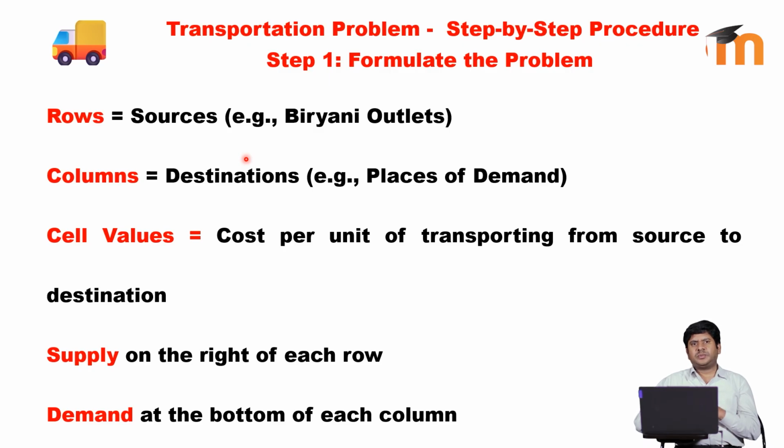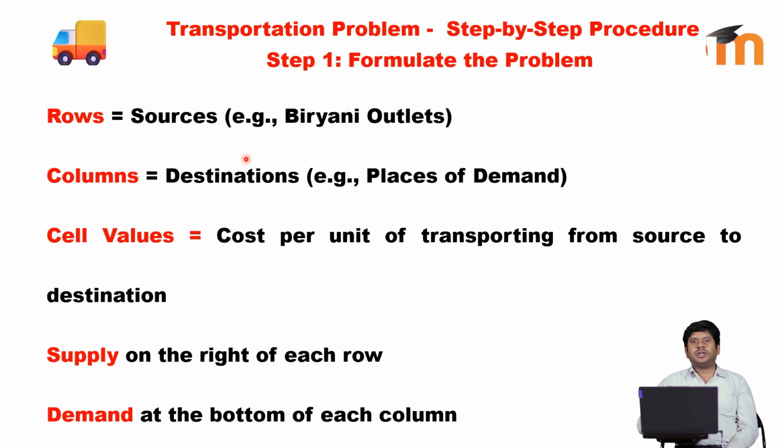As I said, the transportation problem aims to minimize the total transportation cost. Here the sources of supply are biryani outlets. There are some biryani outlets supplying the biryanis, or taking the orders, for some XYZ company, and they have some destinations. We call these destinations places of demand. In our example, I have taken biryani orders, transported from the sources of supply to the places of demand.